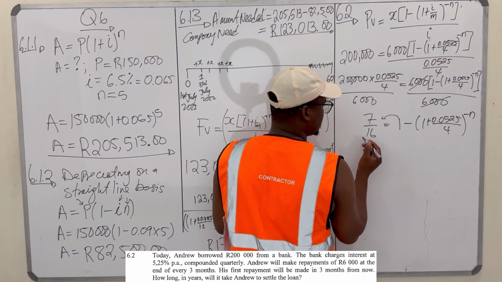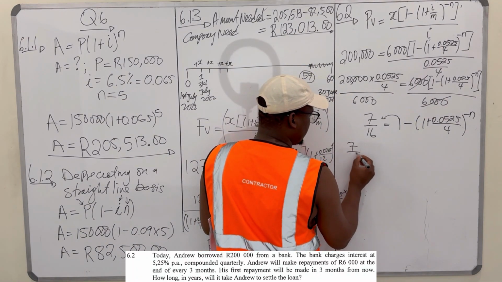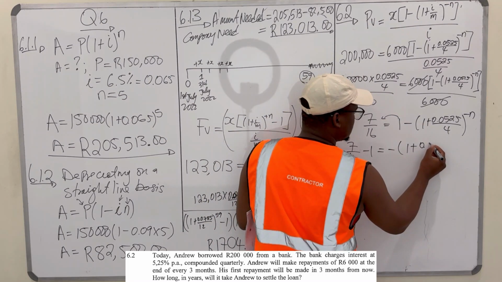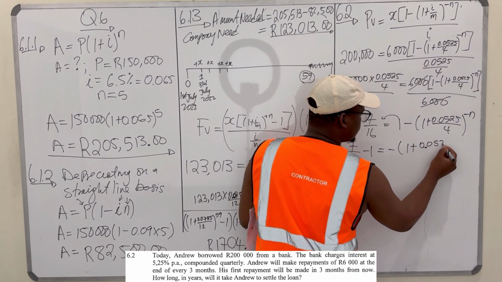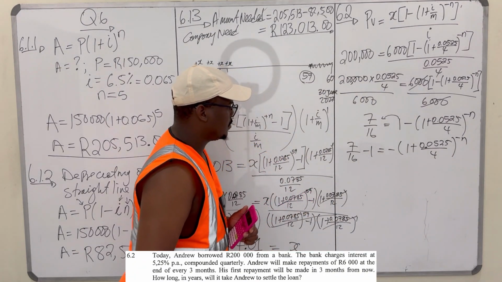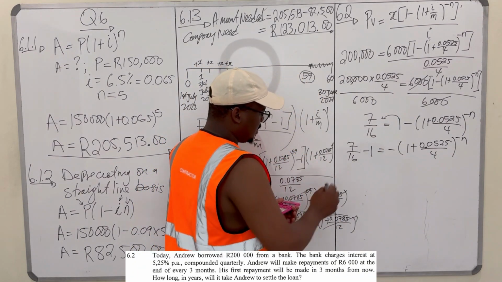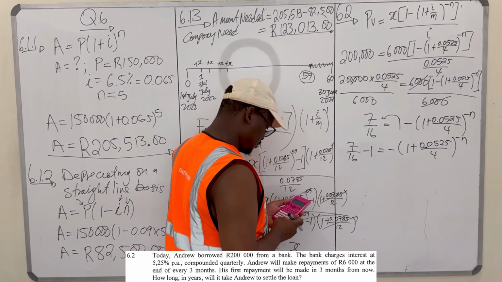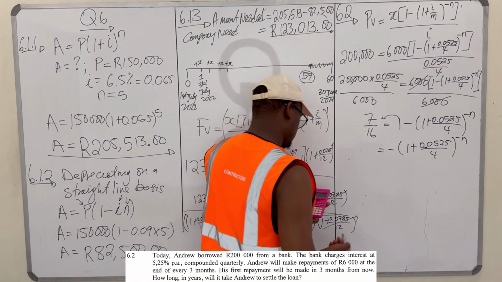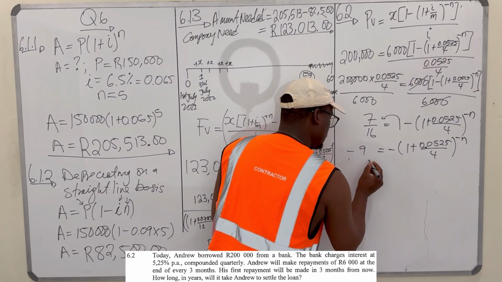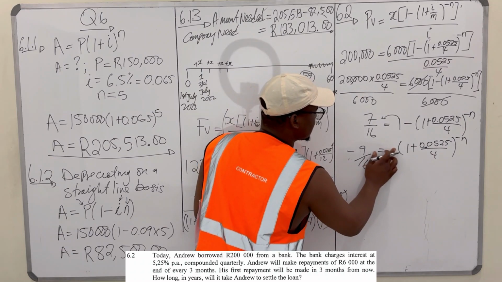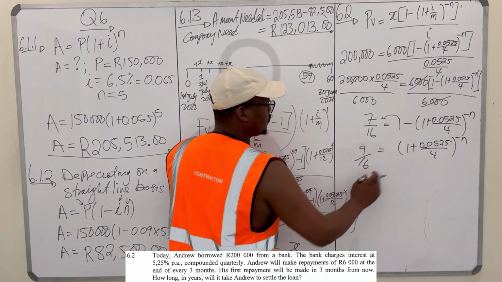So you will have your 7 over 16 minus 1 is equal to negative 1 plus 0.0525 all divided by 4, raised to negative n. That's what you have. So let's get the answer to this. Minus 1. So if you punch this, your answer will be minus 9 over 16. Then divide both sides by a negative sign. So this negative sign will go away, and this negative sign will go away, so you're left with this.